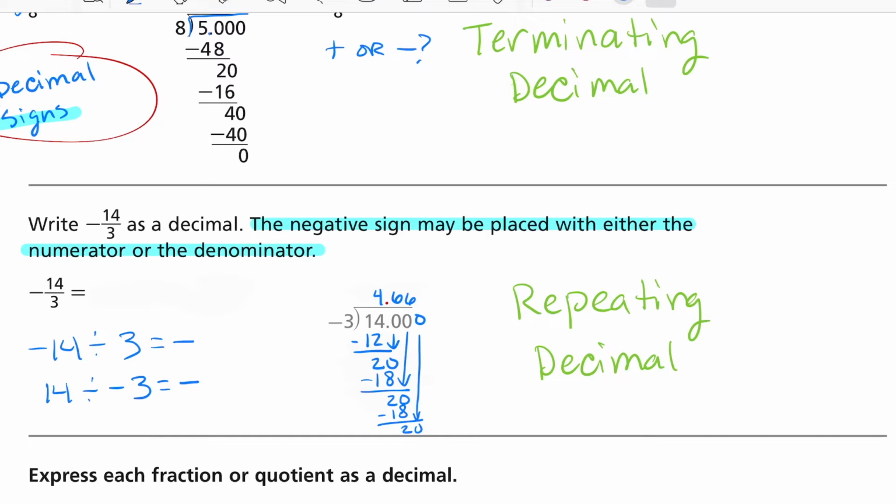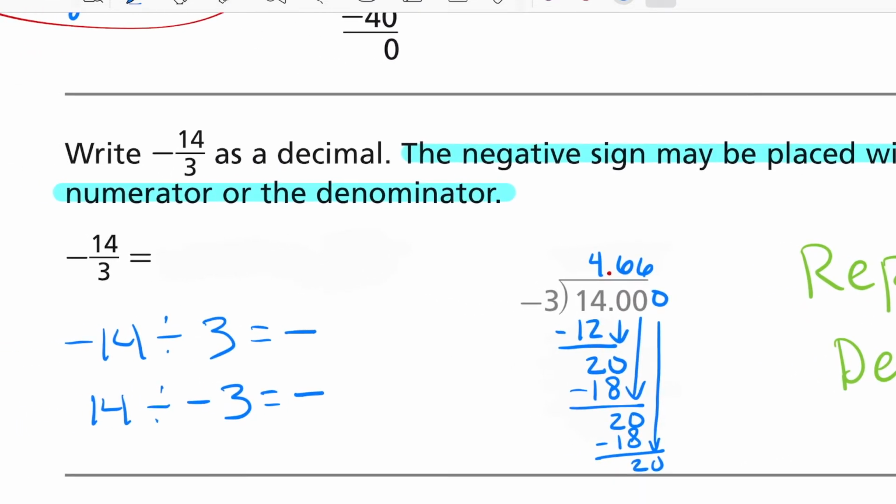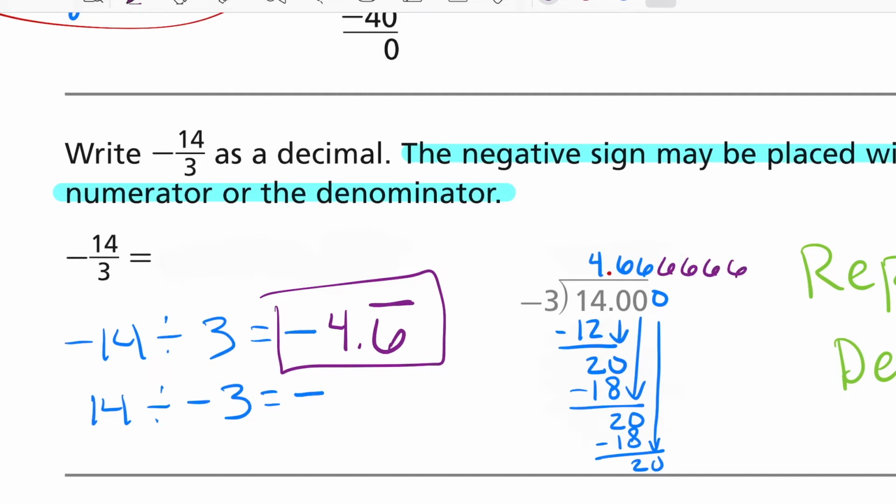So when we do that, we write our answer as 4.6 with a line over whatever is repeating. Okay, so our final answer will be negative 4.6 repeating. Because this would keep going on and on and on if we let it. So we don't want to forget our signs. We can put that up here as well.